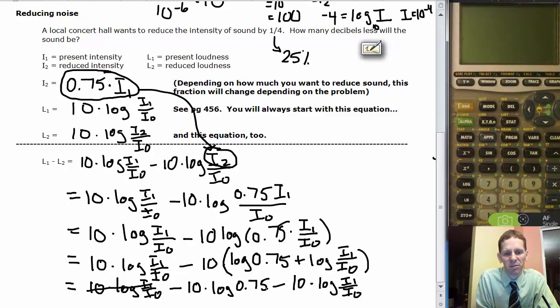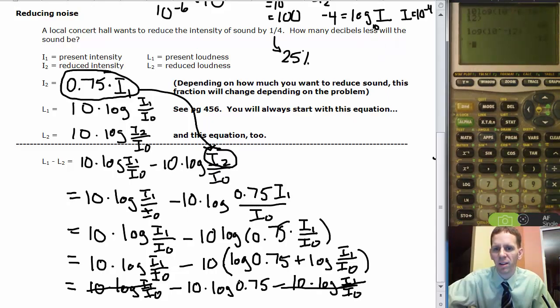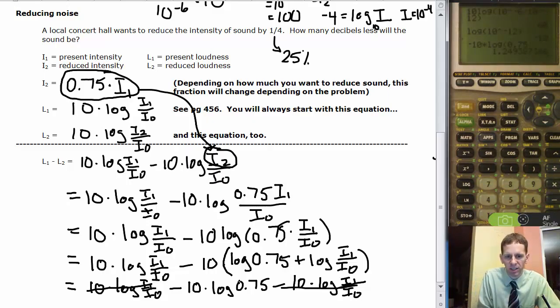These will cancel. And the good news is that this expression right here is something you can find on your calculator. Let's do that. Negative 10 times log 0.75 equals 1.25 approximately. And that is how much different, or how many decibels less, the sound will be. It is a loudness value, so it is appropriate to list this answer in decibels as well. And that's how you reduce noise, and that takes care of sound in decibels and how it's related to logarithms.